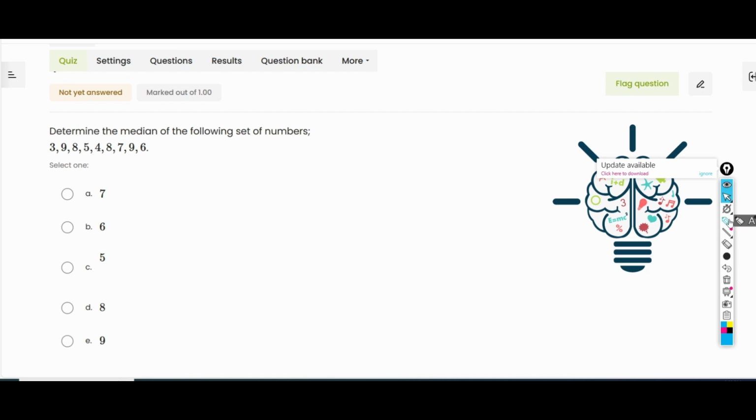So to calculate the median, we first arrange the numbers from the smallest to the biggest, and then we take the middle number, right? So let's do this arranging. I'll start with 4. 4 is the smallest number there. Then we'd have 5. Oh, there's 3, sorry.